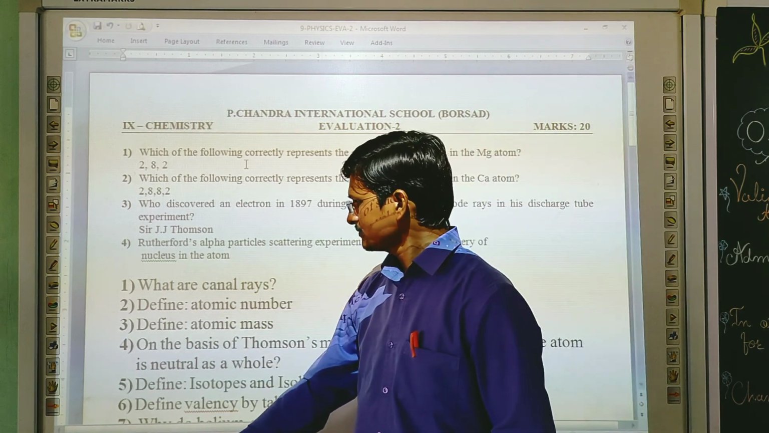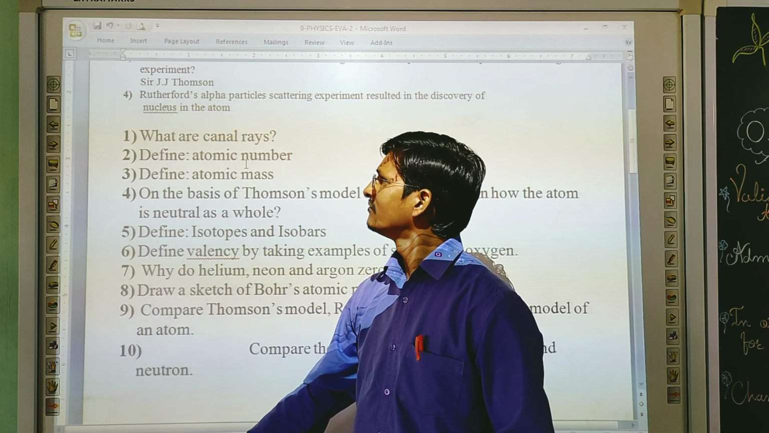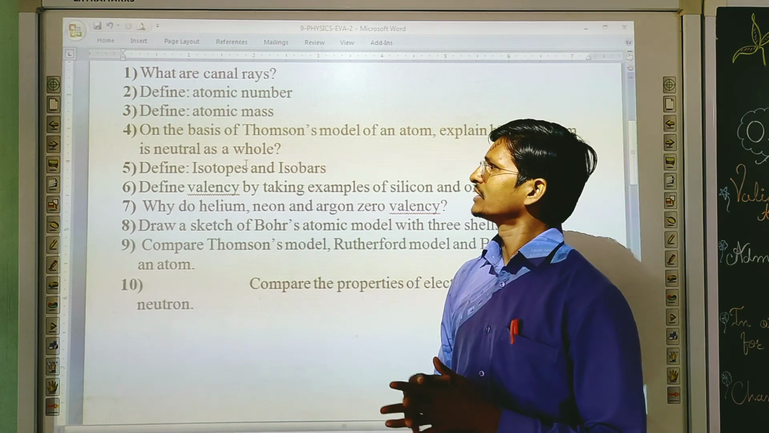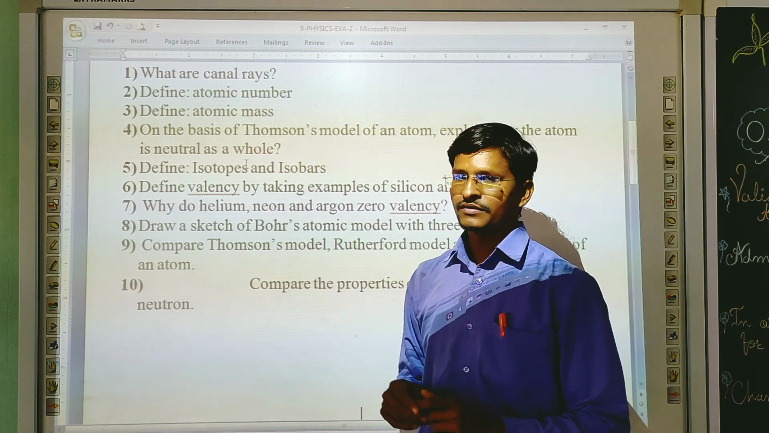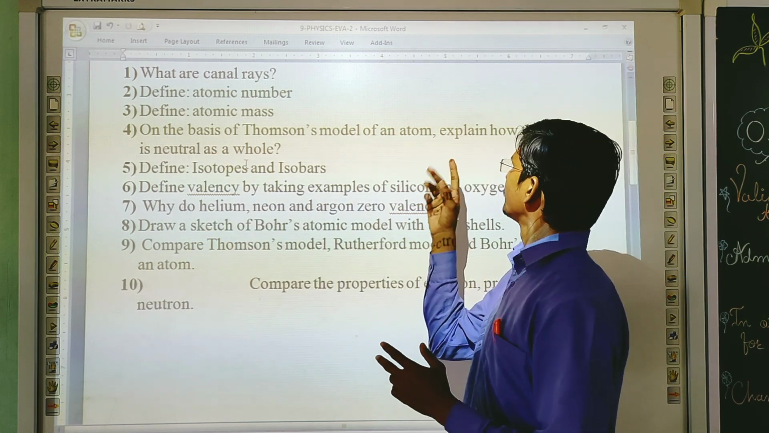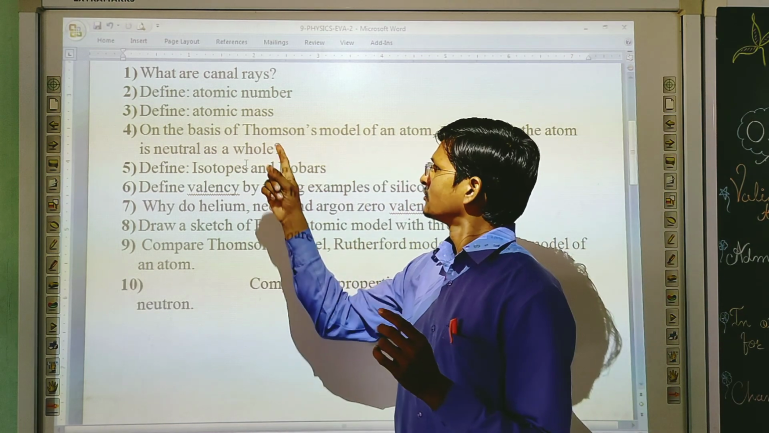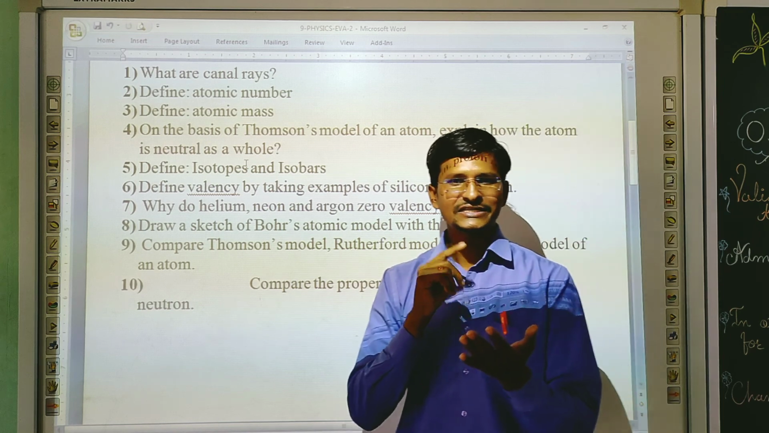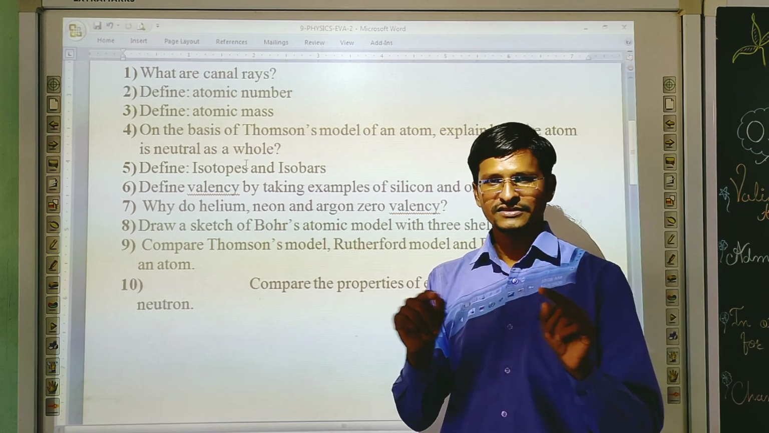Now some important questions I want to discuss as a part of the revision. You can see them one by one, 10 important questions that are crucial for your exam. First, what are canal rays? In our previous video we discussed defining canal rays, atomic number and atomic mass. Then, on the basis of Thomson's model of an atom, explain how the atom is neutral as a whole. In Sir J.J. Thomson's model, because the atom has two charges, positive and negative, it becomes neutral. You will see that answer in the NCERT.